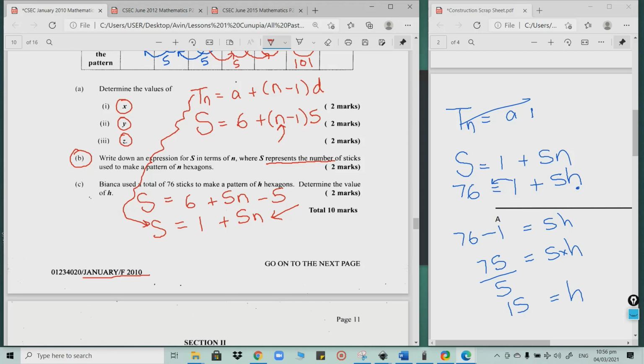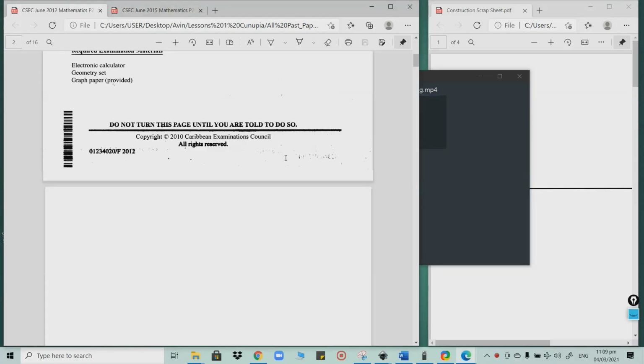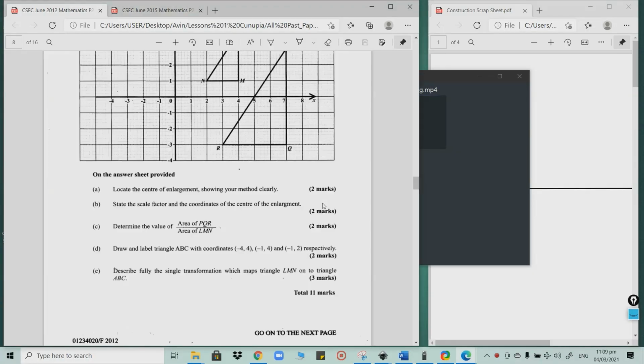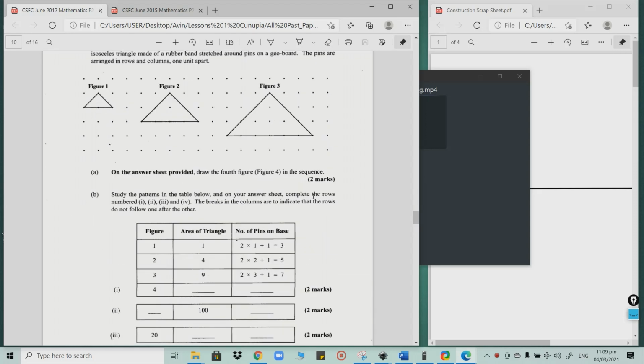All right, so let's go ahead and try another one. Let's try another past paper question here. Let's just scroll down and look for the question. All right, so this is a question here. You can notice there are triangles and they're getting larger and larger. Let's have a look at the table before we actually read the question. I just want to see what the table is saying here. You have figure 1, 2, 3, and 4. So immediately I know this is T1. This is T2, this is T3. So n is 1, n is 2, and n is 3.